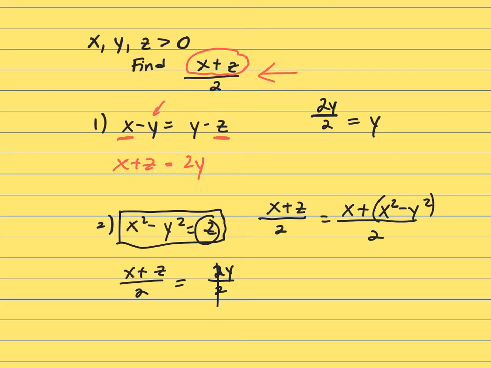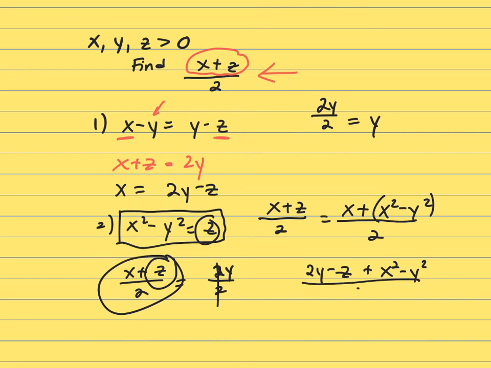If I solve this for x, x equals 2y minus z. This isn't going to work either. You've got too many variables. Plug in for x, and you get 2y minus z. And what's another name for z? Another name for z is x squared minus y squared. So 2y minus z plus z, which is x squared minus y squared over 2, but you can't simplify that to figure out what the value of it is.